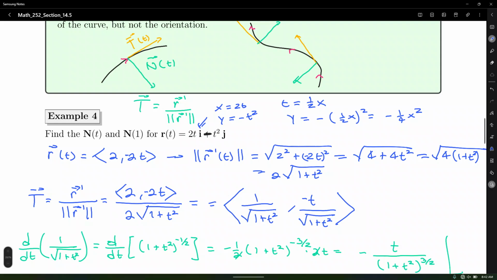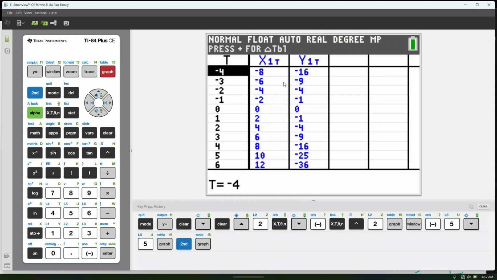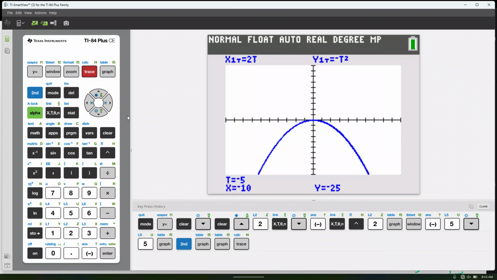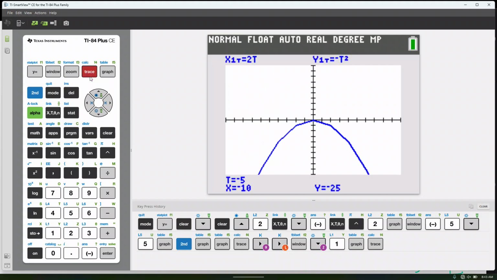Alright, so now I need to know what's the point when t equals 1. For this I'm going to go to the second graph to look at the table. So when t equals 2, I get the point 4, negative 4. Let me click on graph, trace. Let me do t equals 2. It's going to take a minute, oh, that's because of our t step. Let me do steps up one at a time. So trace. There you go, much easier.